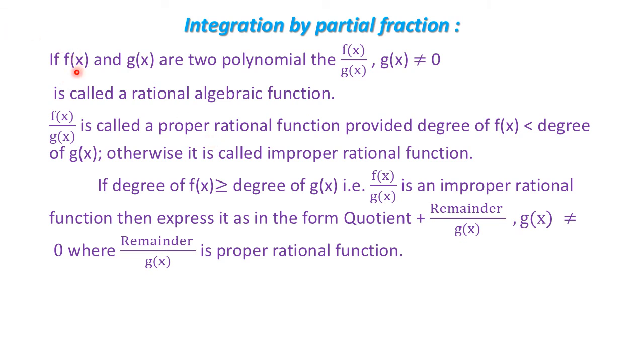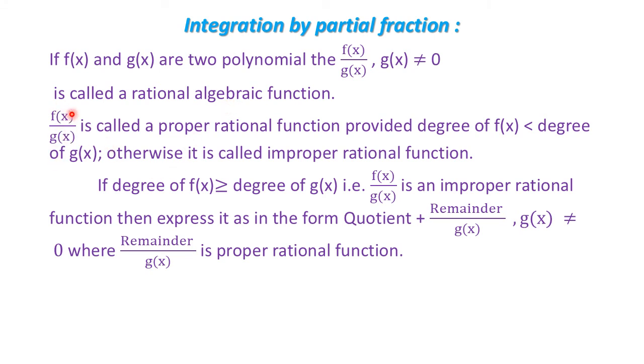So here, if we have two polynomial functions, say f(x) and g(x), remember that the functions are polynomial functions. Then the condition is that g(x) is not equal to 0. If the function is expressed in rational form, then we have to take into account that the denominator should be free from 0. So the condition is very necessary that g(x) is not equal to 0. Now this is called a rational algebraic function.